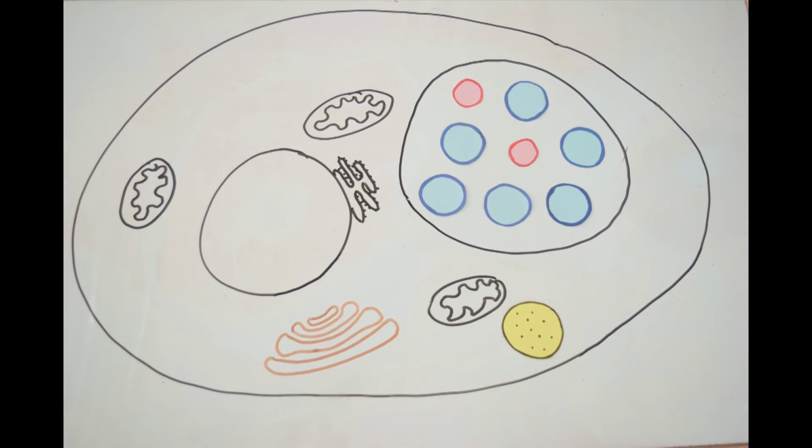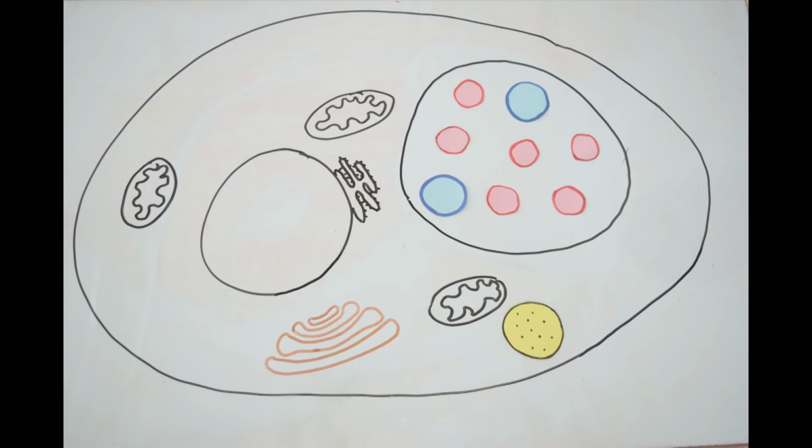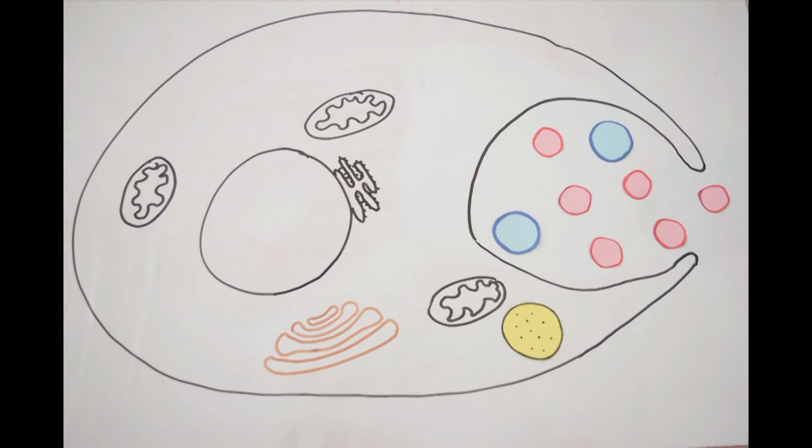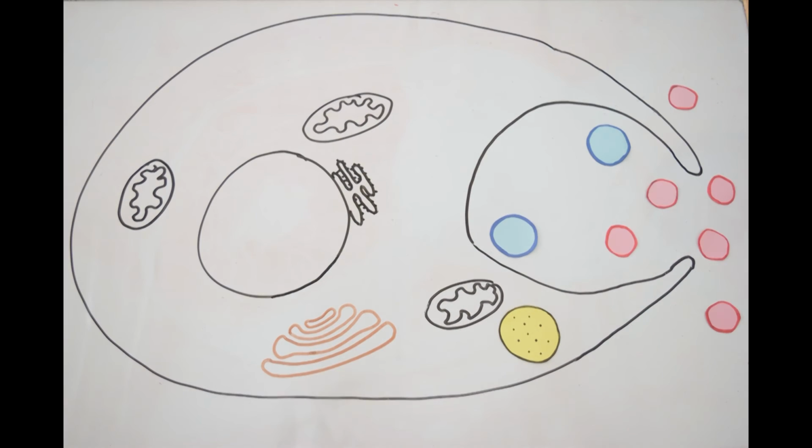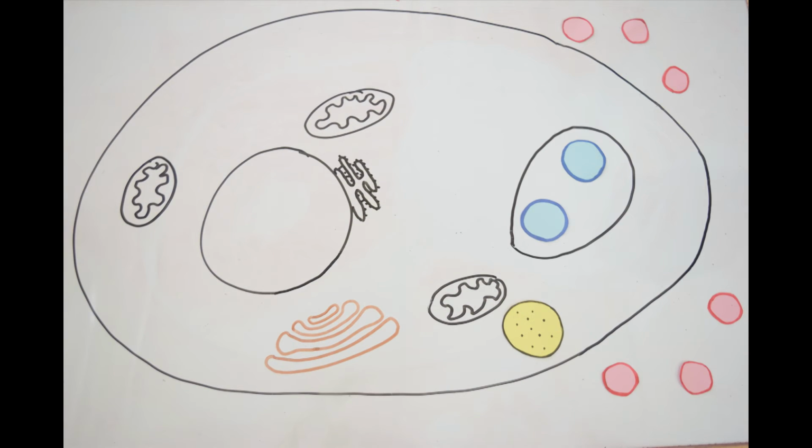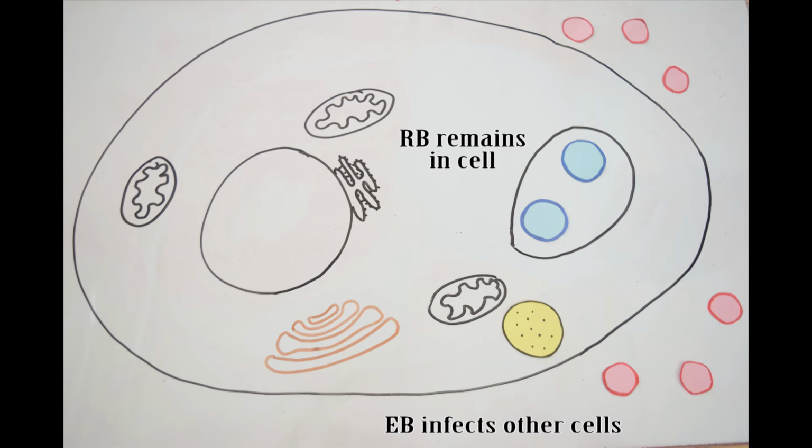First way is where most of the reticulate bodies are transformed back to elementary bodies and leave the cell by exocytosis to infect other cells. The remaining reticulate bodies will stay and continue the cycle.